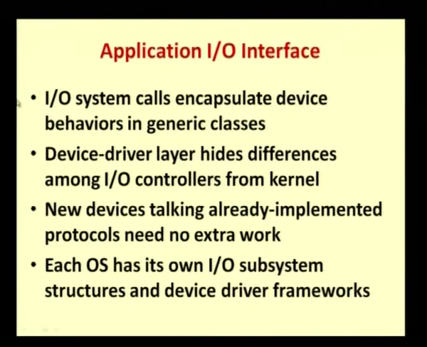So, what are the applications? IO system calls encapsulate device behaviors in generic classes. Device driver layers hide differences among IO controllers from the kernel. Kernel is the nucleus of an operating system. New devices with already implemented protocols need no extra work. Each operating system has its own IO subsystem in it.